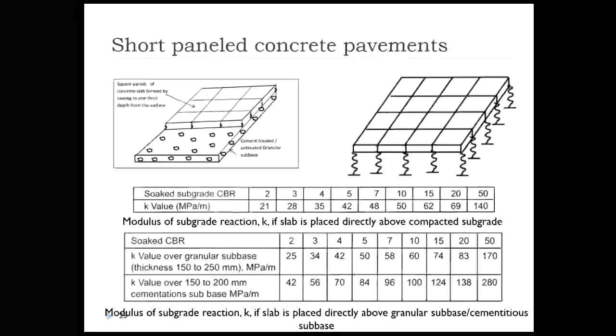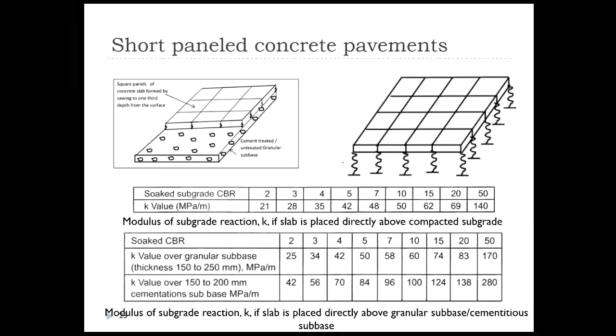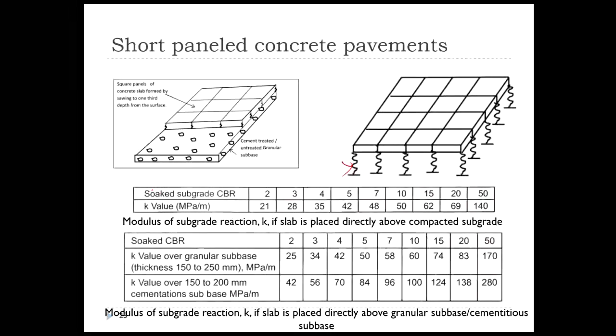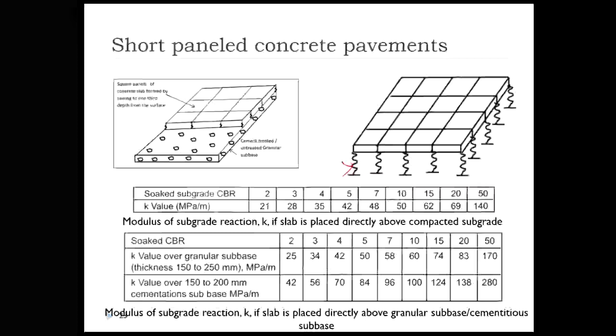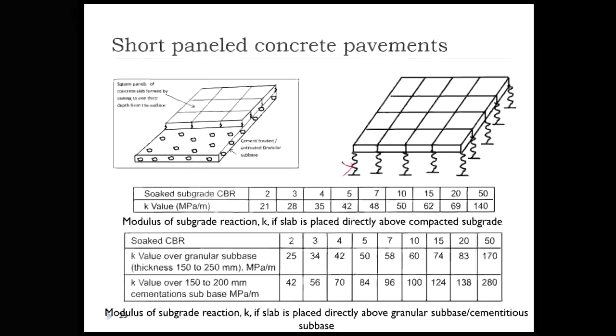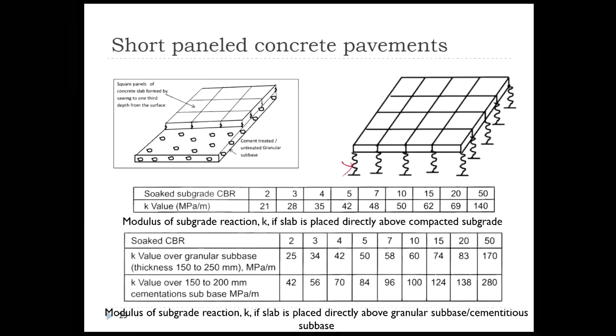Now when it is resting above a Winkler foundation, we need to know these K values, the spring constant values. To get the spring constant values, IRC 58 for conventional concrete pavement, based on the CBR value, has actually given what K values we can consider. This is the scenario if the slab is directly placed above a compacted subgrade. We generally don't encounter this, but this is a scenario when the slab is directly placed above the compacted subgrade.